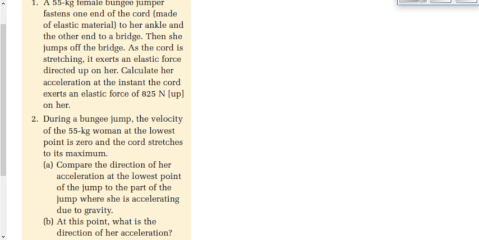Then she jumps off the bridge. As the cord is stretching, it exerts an elastic force upward on her. So if this is her, there's a bungee cord attached to one ankle.